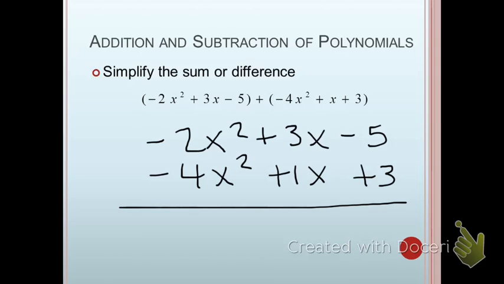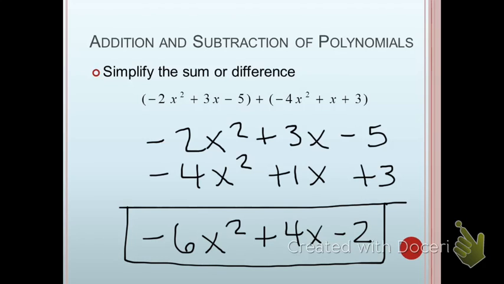Negative 2x squared and negative 4x squared is negative 6x squared. 3x and 1x is a positive 4x. And negative 5 and positive 3 is negative 2. We have a second degree trinomial with a leading coefficient of negative 6.